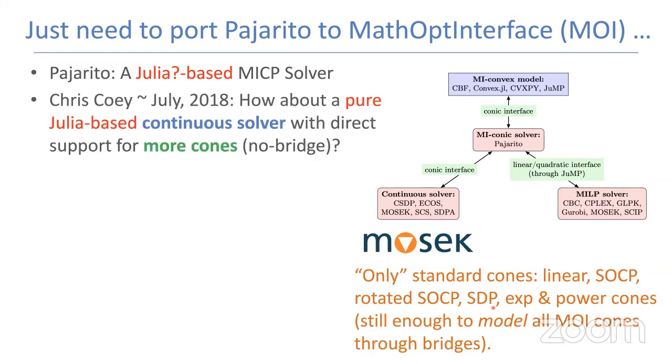So after the last meeting, the second JuMP-dev, around July 2018, Chris was like, well, what about making a pure Julia-based continuous solver that doesn't need to do the reformulations, that directly deals with all the cones that MOI could deal with and more. And so I would say it was a chicken and egg thing, adding more cones directly to MathOptInterface was happening all at the same time.